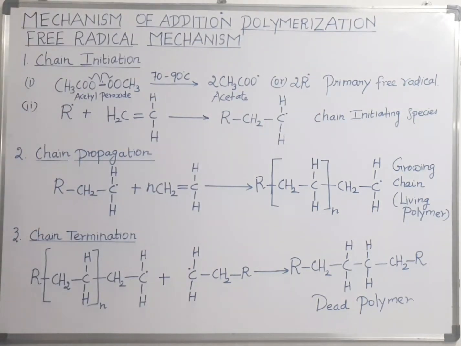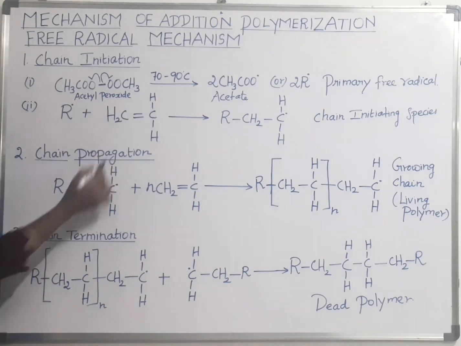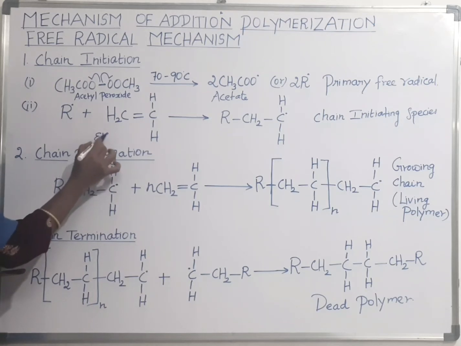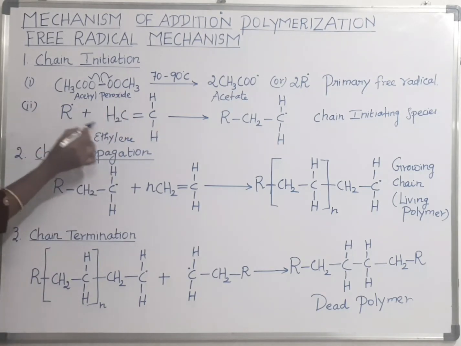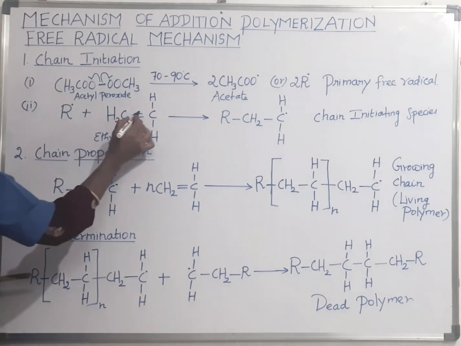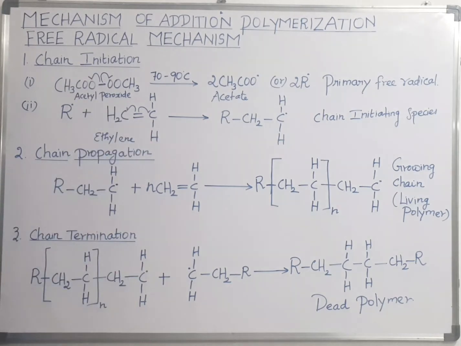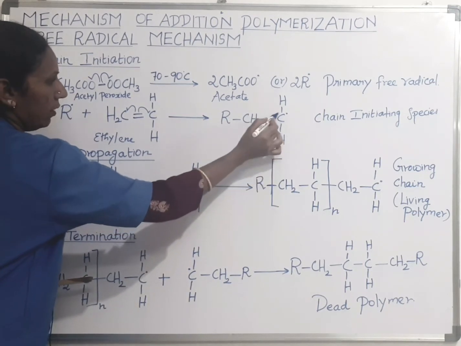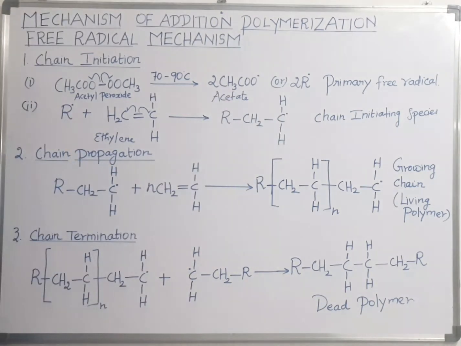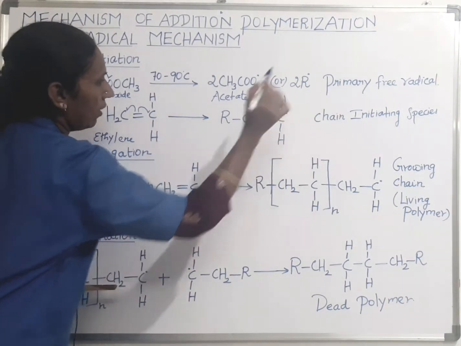The second step is the primary free radical is added to a monomer. This is first monomer. The monomer is ethylene. So addition of primary free radical with first monomer ethylene is added. Let us see the reaction. This bond breaks. So here one free radical, here one radical, here one radical. So we get the product RCH2, CH2. Here the carbon is having the free radical. This is the chain initiating species.